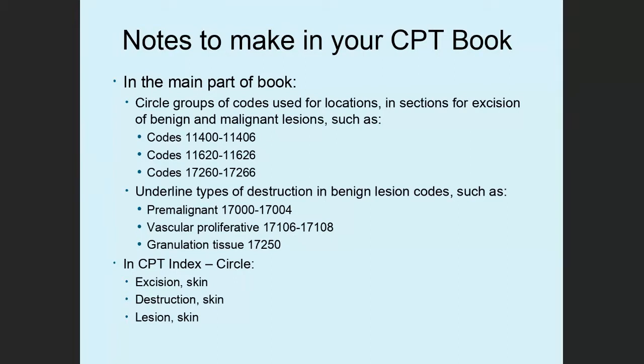You might also underline the different types of destruction in the benign lesion codes. Premalignant, specifically, in the code. If you have it underlined, you notice it right away. Vascular proliferative codes and the granulation tissue. In the CPT Index, you might circle excision skin. So go to the excision section and circle skin. That way that helps you remember to go to skin rather than the body part. Destruction skin, lesion skin.